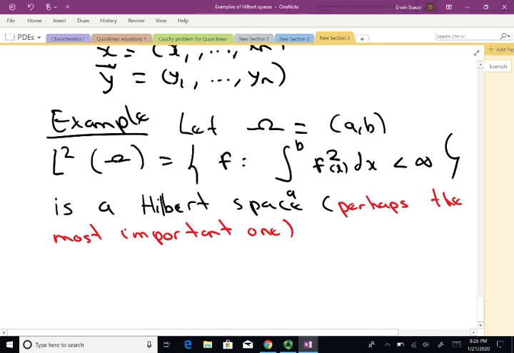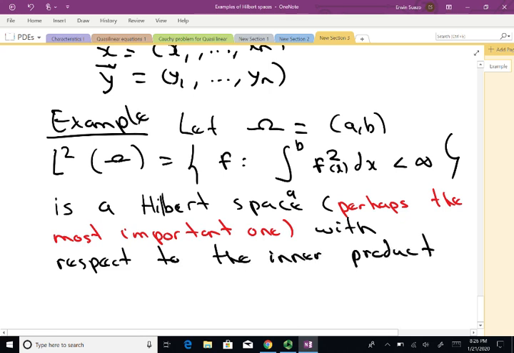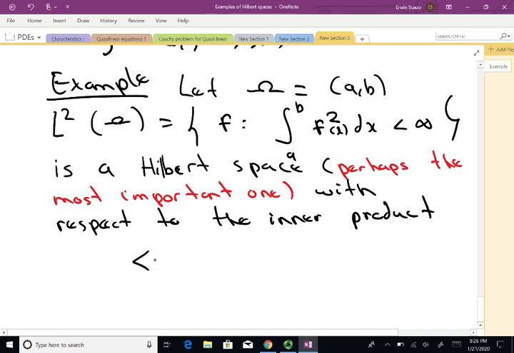Okay, it's a Hilbert space with respect to the inner product. You get the inner product of u and v in L2. It's going to be the integral of u times v over the interval.